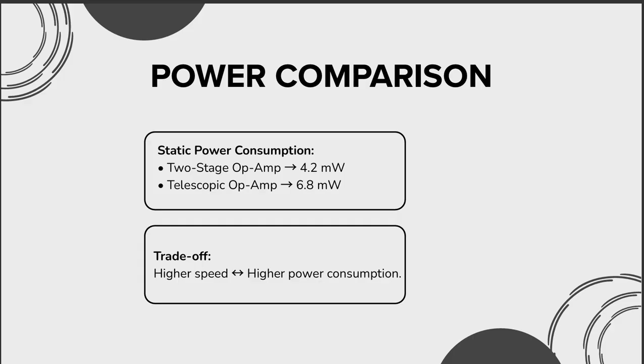However, this improvement in speed comes with a cost. The two-stage op-amp consumed 4.2 milliwatts, while the telescopic cascode op-amp consumed 6.8 milliwatts. This increase in power happens because the telescopic design uses more bias current and the common mode feedback circuit. So here is a clear trade-off. Higher the speed and gain, higher is the power consumption.